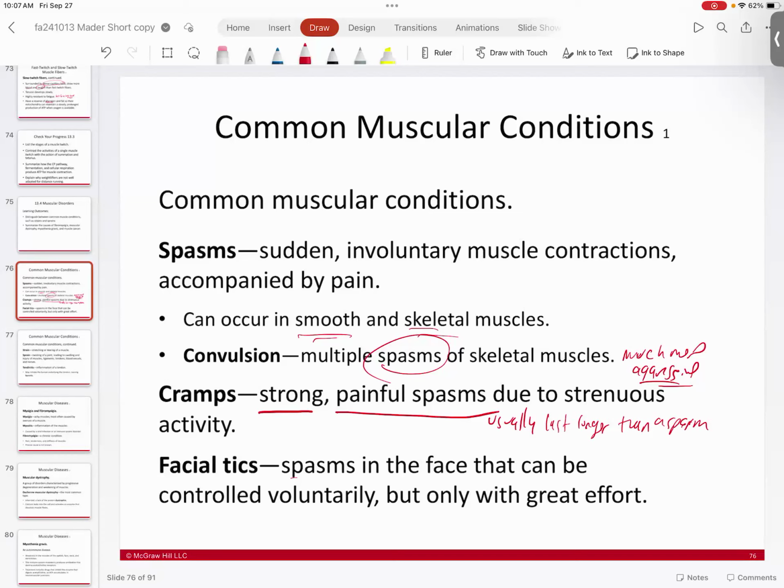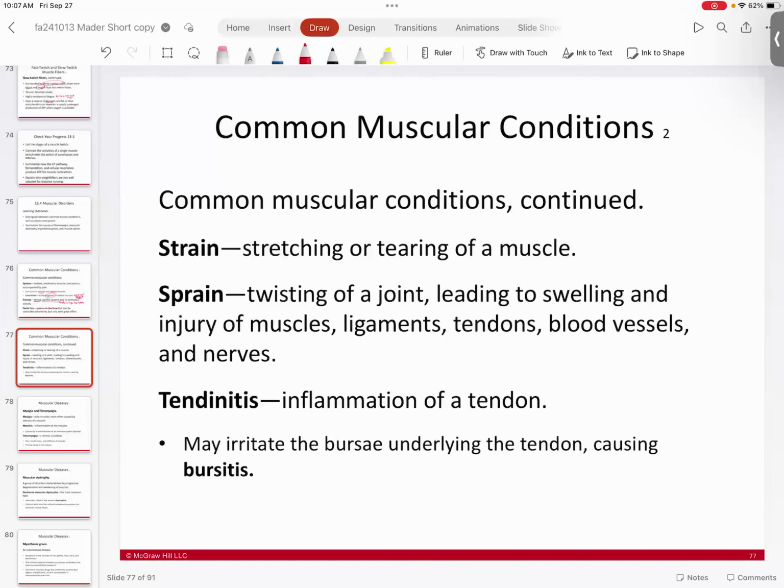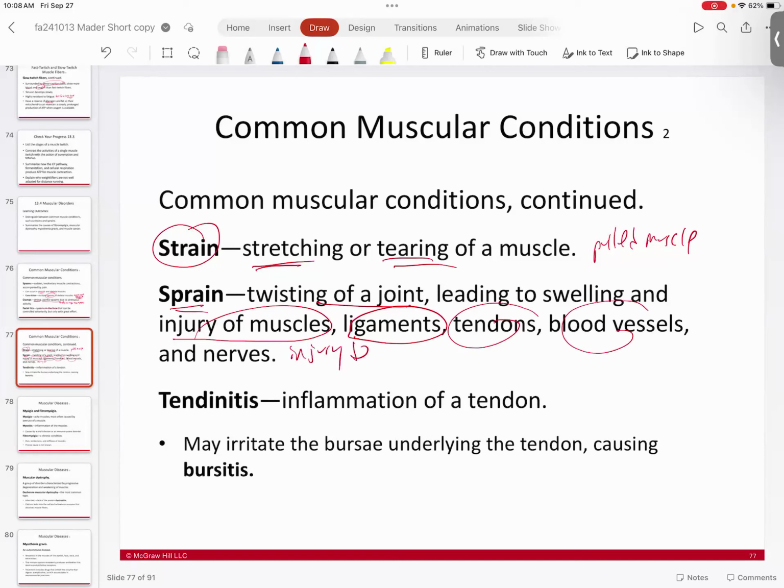Facial tics are simply spasms in the facial muscles, and they just kind of start twitching. Like your eye will start twitching sometimes. It's just a random firing of the muscle contraction. Muscle strain is basically either stretching or tearing of a muscle. Oftentimes when we say we pulled a muscle, it's usually a strained muscle. A sprain is basically the twisting of a joint. Typically it leads to swelling and injury of the muscles, but usually you've done damage to ligaments, tendons, blood vessels, and things like that. So a sprain is basically an injury to a joint and all of the surrounding tissue.